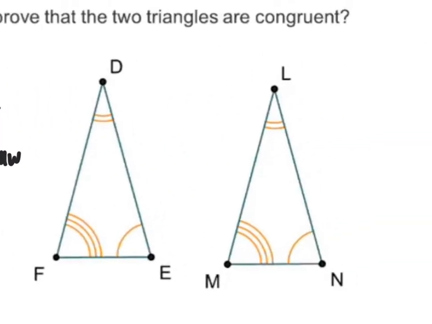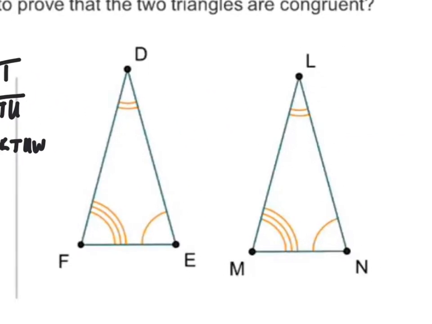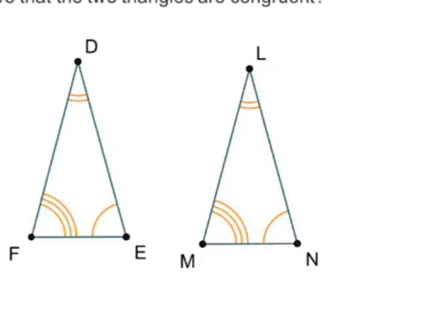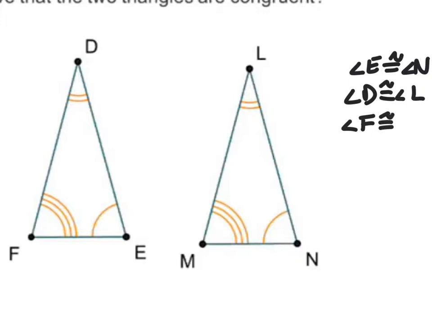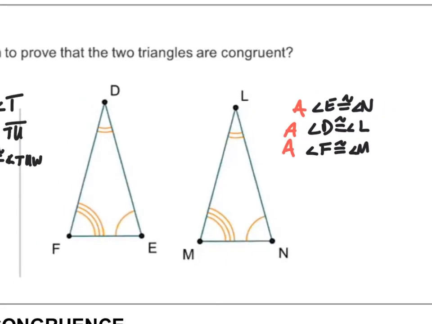Now, over here on this one, we want to show, are these two congruent? All we have, and I'm just going to write out what we know, is that angle E is congruent to angle N, angle D is congruent to angle L, and angle F is congruent to angle M. Now these are all just angles. I only have angles here, and I don't have anything with the side lengths.